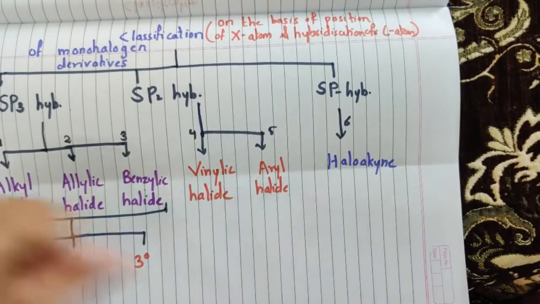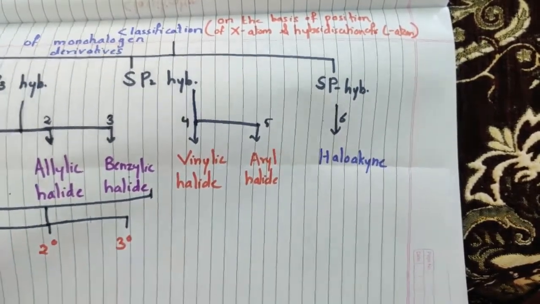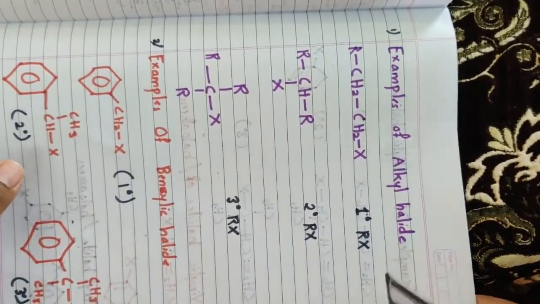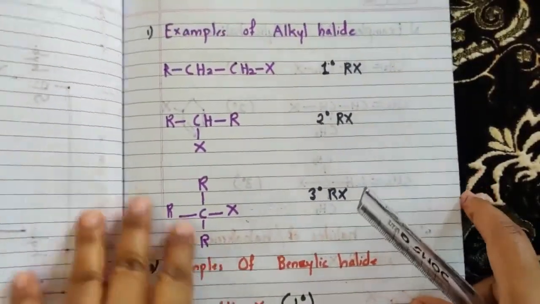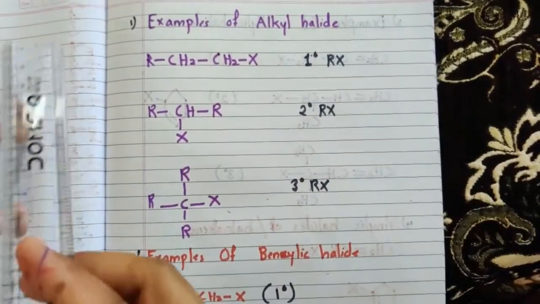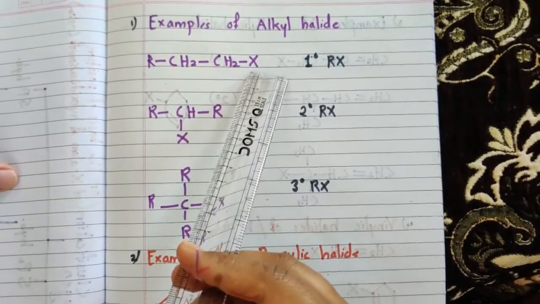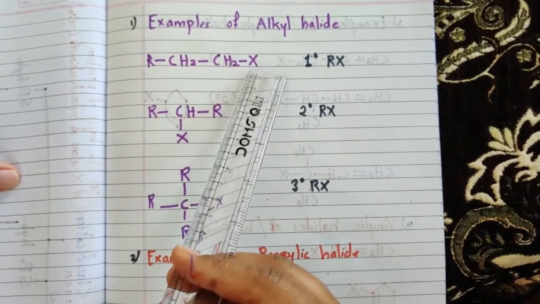Hope you have understood this classification. Now let's move forward to make it more clear. Okay, now example of alkyl halide. This is your first type. The example of alkyl halide I have given here is, you can see here the halogen atom is bonded to an alkane chain. Okay, now what happens here?